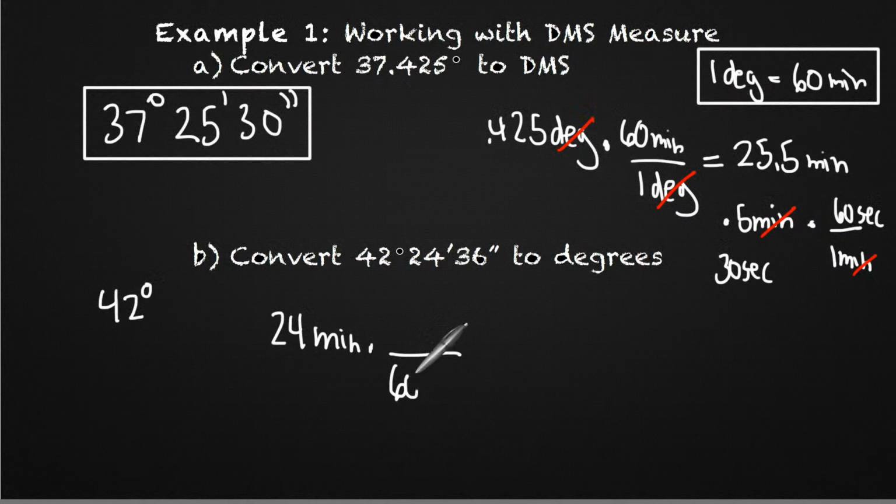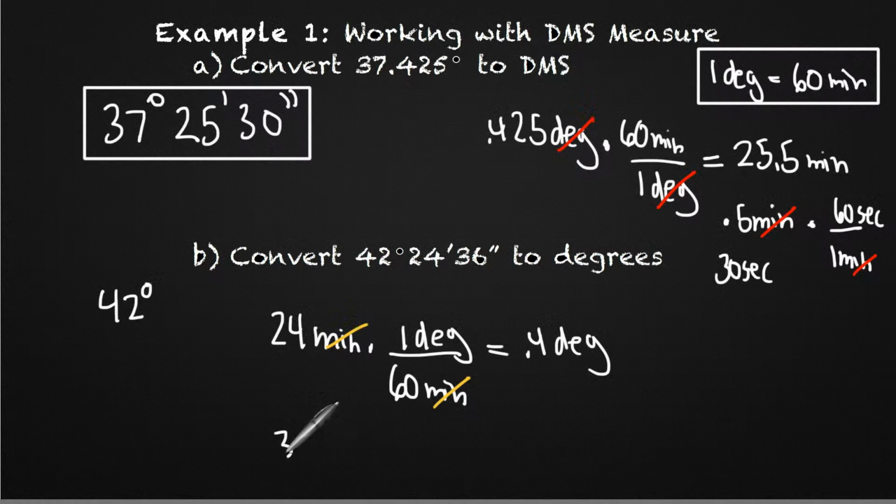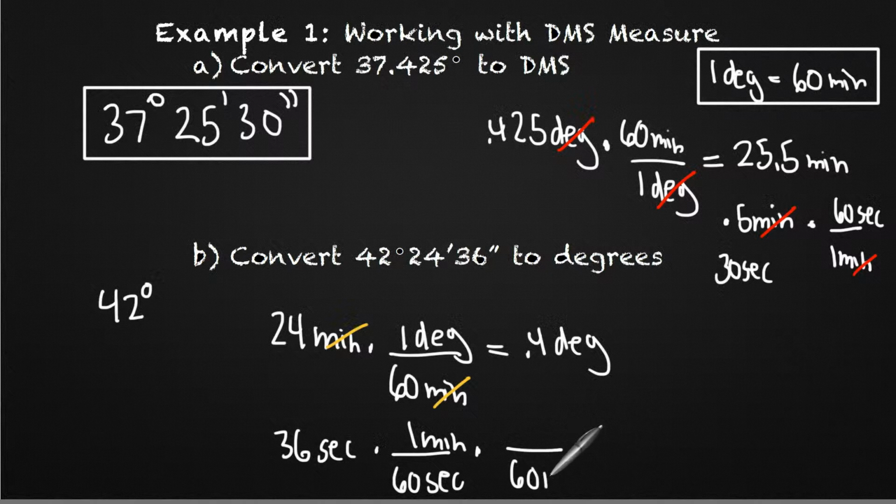So this time the 60 minutes will be on the bottom, and 1 degree will be on top. And so we're going to cancel our units. And so when we cancel our units, that's going to end up giving us 24 over 60, which is 0.4 degrees. We also have 36 seconds. So we need to convert that to degrees as well. So 36 seconds. And we're going to convert that first to minutes. So 1 minute over 60 seconds, and then times our trusty conversion factor, 1 degree over 60 minutes.